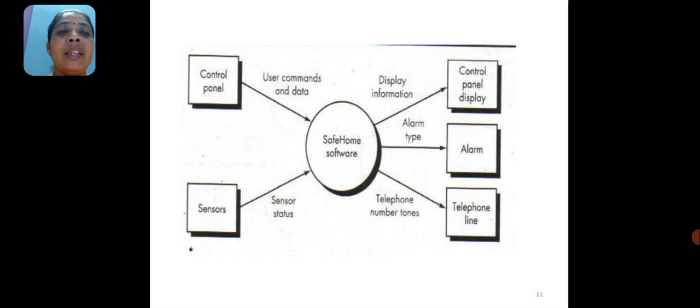I considered a simple example, a sensor example. A round shape defines the software, whereas the process symbols are control panel, sensor, control panel display, alarm, and telephone. Arrows represent the data flow. So we have to collect the data: sensor status, telephone numbers, alarm, etc. From this, I conclude the data flow diagram basics and the level 0 diagram.